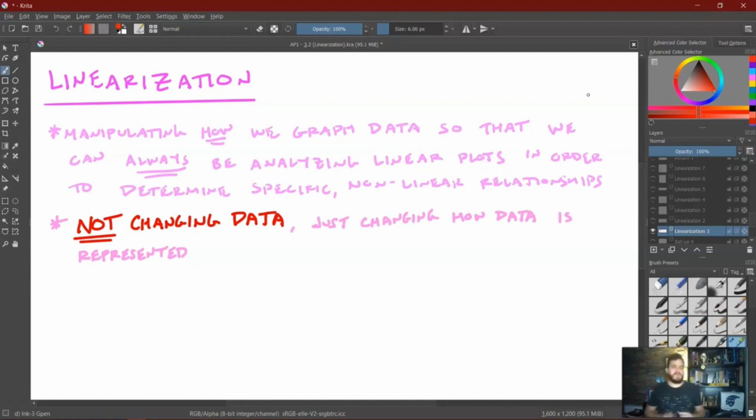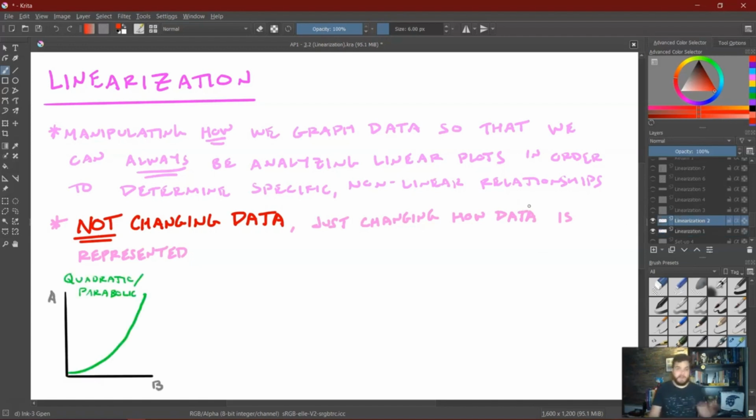Now, to be able to do this, we have to be able to recognize a few different graph shapes, because if we can't get that done, we don't really know how to manipulate the data. So what are the graph shapes we need to be able to recognize? Well, the one that we've already seen up to this point is a nice, simple quadratic or parabolic relationship. So when I have A and B, A is proportional, remember this is a proportional symbol, to B squared, because B is on the horizontal axis.